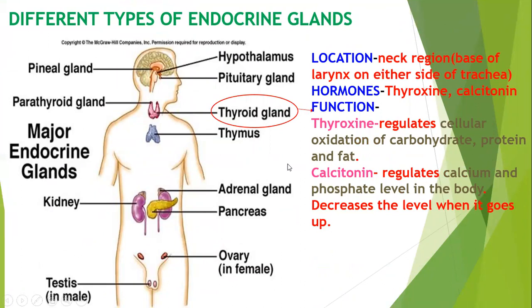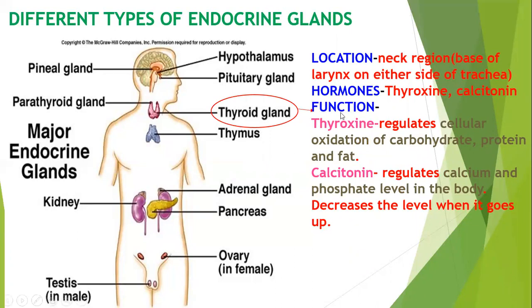Then the next gland is your thyroid gland, which is located in the neck region at the base of the larynx on either side of the trachea. As you know, from the oral cavity, this is followed by the pharynx, followed by the larynx, and then you have the trachea, which is also called the windpipe. So this thyroid gland is located on either side of the trachea.